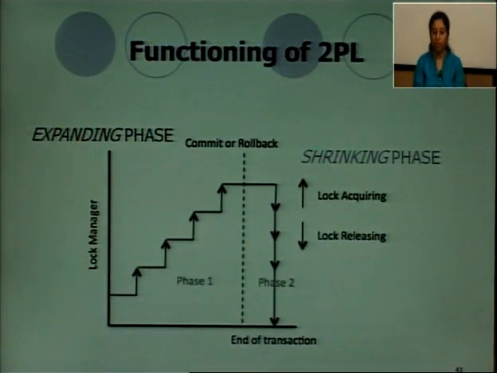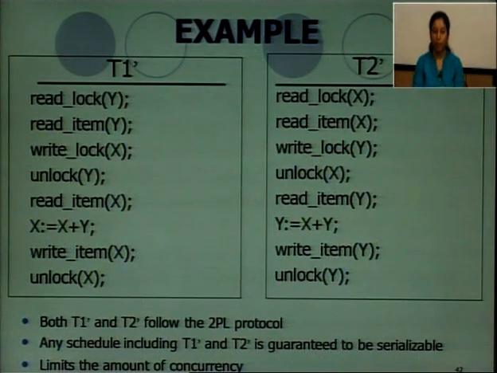This slide shows the functioning of two-phase locking. The expanding phase is where locks are acquired under the lock manager, then commit and rollback at the end of the transaction, then the shrinking phase, with lock acquiring and lock releasing. Again, this slide shows an example of two-phase locking.